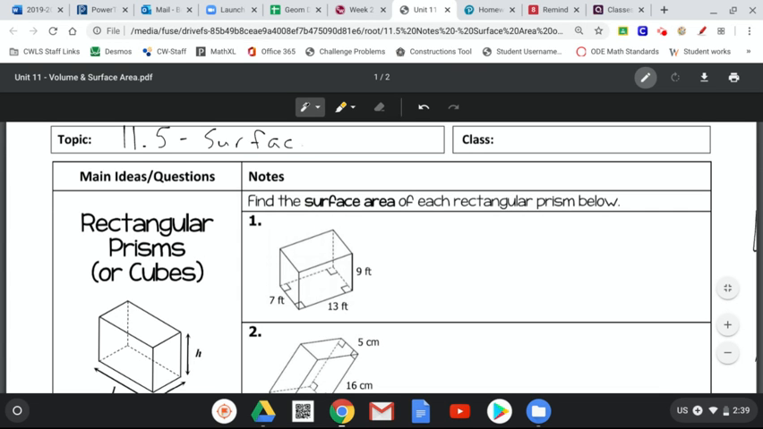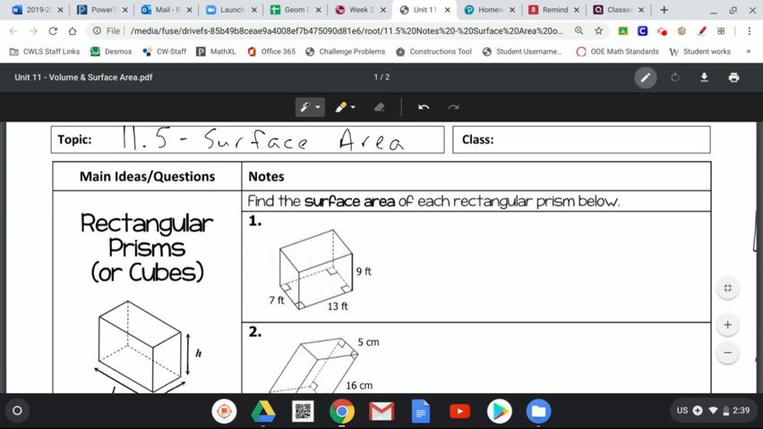We're going to look at 3 different three-dimensional figures. The first one we're going to tackle is prisms. Then we will do cylinders, then pyramids, and then cones. Okay, so for the first one, prisms.